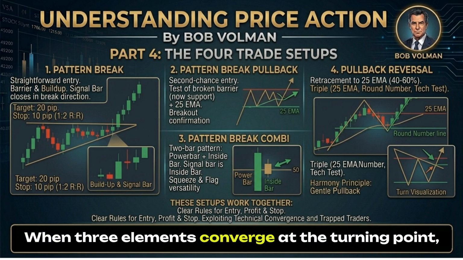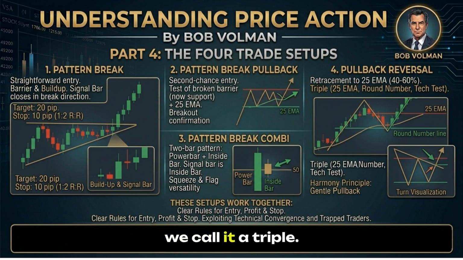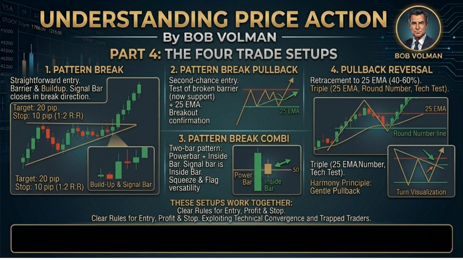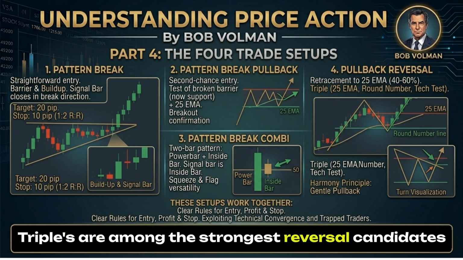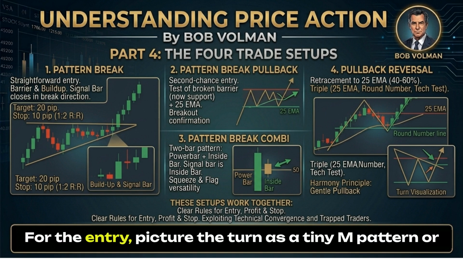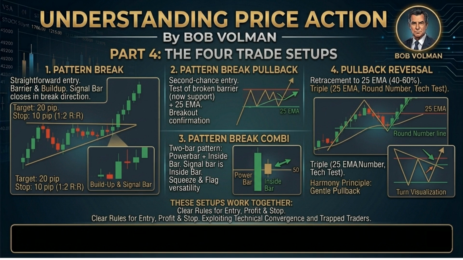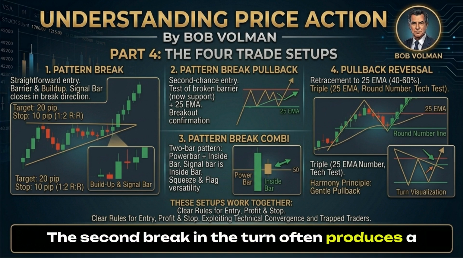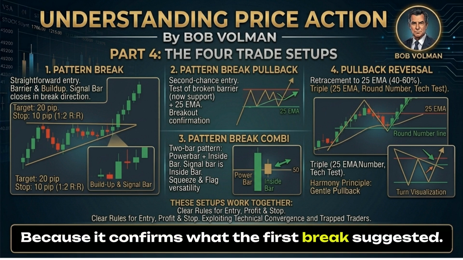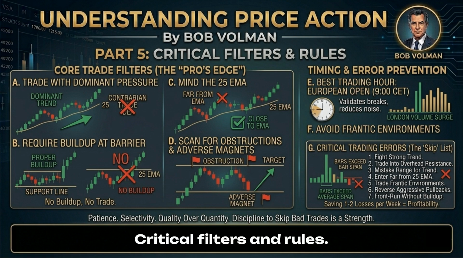When 3 elements converge at the turning point, we call it a triple: the moving average, a round number, and a technical test. Triples are among the strongest reversal candidates in the entire framework. For the entry, picture the turn as a tiny M pattern or W pattern. The second break in the turn often produces a stronger response than the first, because it confirms what the first break suggested.